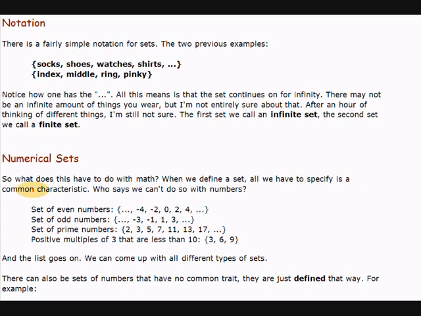For example, the set of even numbers: -4, -2, 0, 2, 4. The set of odd numbers: -3, -1, 1, 3. The set of prime numbers: 2, 3, 5, 7, 11, 13. These are all sets. But there are also sets of numbers that have no common trait.